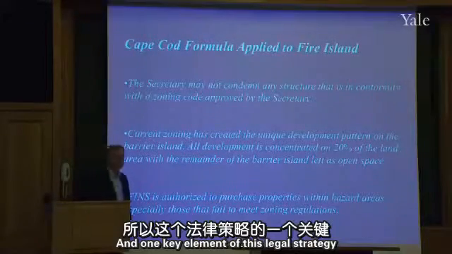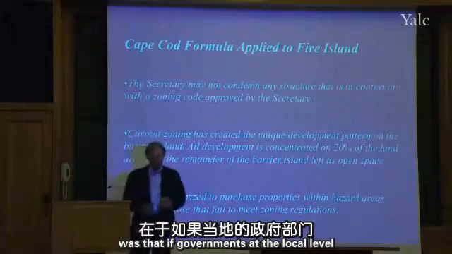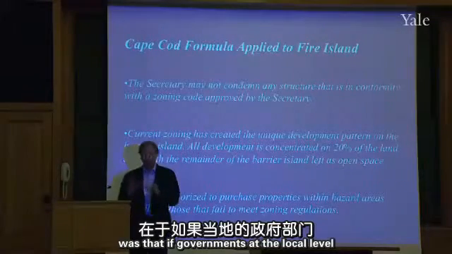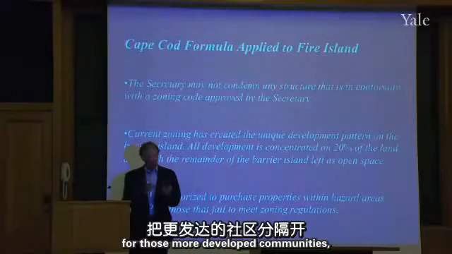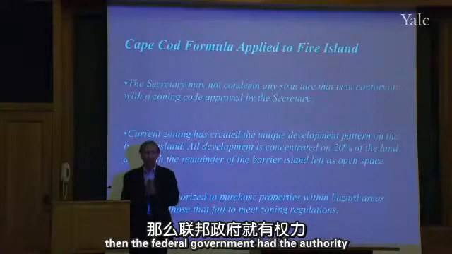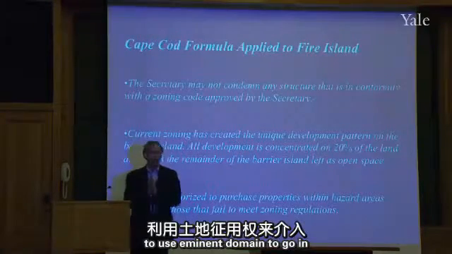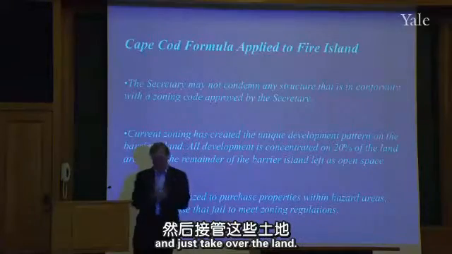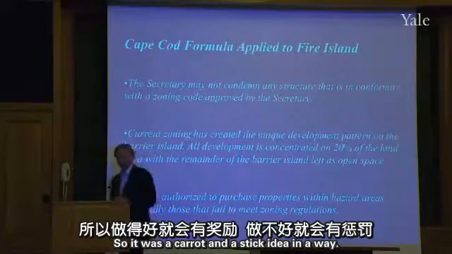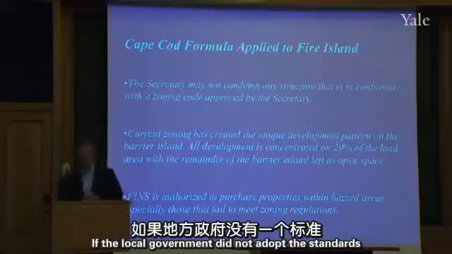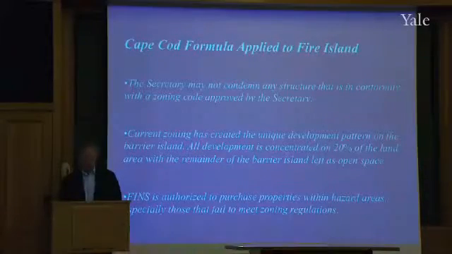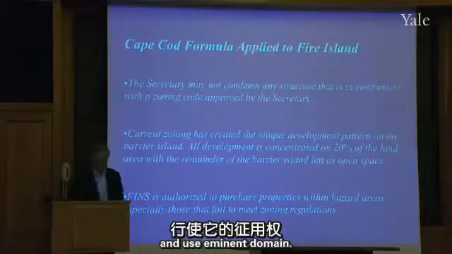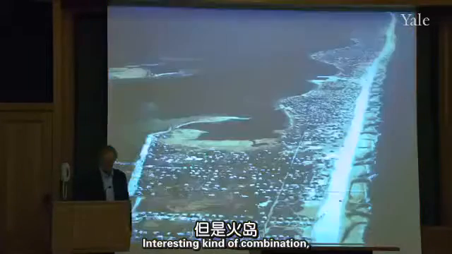And one key element of this legal strategy was that if governments at the local level did not adopt the zoning restrictions that the Park Service wanted for those more developed communities, then the federal government had the authority to use eminent domain to go in and just take over the land. So it was a carrot and a stick idea, in a way. If the local government did not adopt the standards to protect the ecological values of these barrier islands, then the federal government would go in and use eminent domain. Interesting kind of combination.